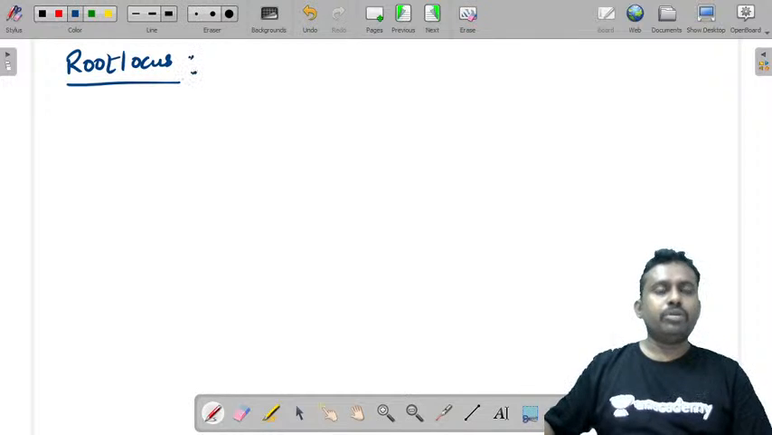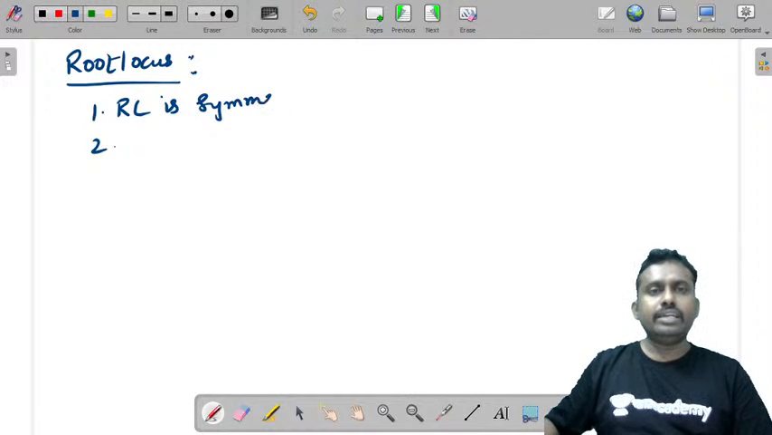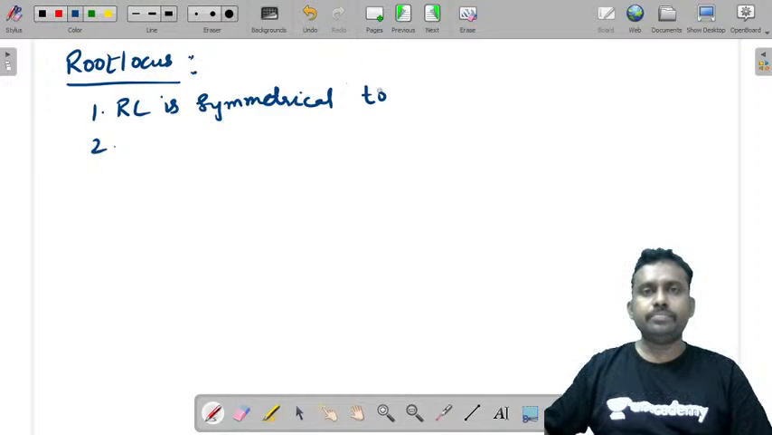So we'll take up one problem. I'll just revise what we did yesterday, write all the steps that we have to do, and we'll move on to the problem. First step: generally, root locus is always symmetrical to the real axis.